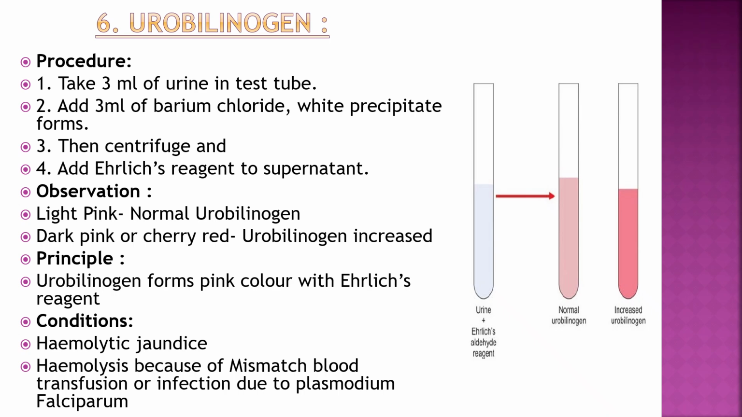Now urobilinogen. So here you have to take 3 ml urine and 3 ml barium chloride. To that precipitate you add Fouchet's reagent, and to the liquid portion, that is the filtrate, you have to add Ehrlich's reagent, that is, to the supernatant, and then look for the color change. If light pink, it is normal, and dark pink or cherry red color is seen in increased urobilinogen condition, and that is seen mainly in hemolytic jaundice or wherever there is hemolysis because of mismatched blood transfusion or hemolysis because of parasites like Plasmodium falciparum, dengue. So you can see the urobilinogen present, that is dark red in color.